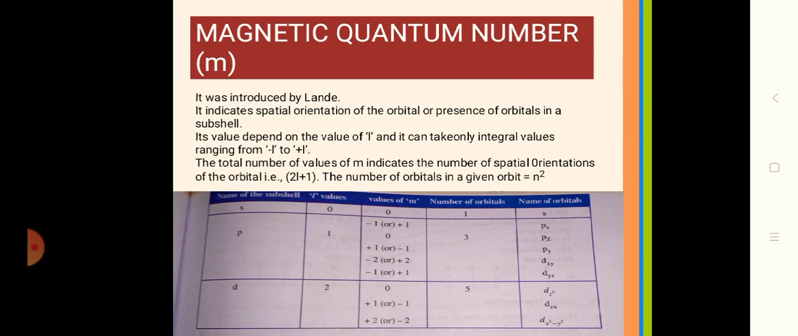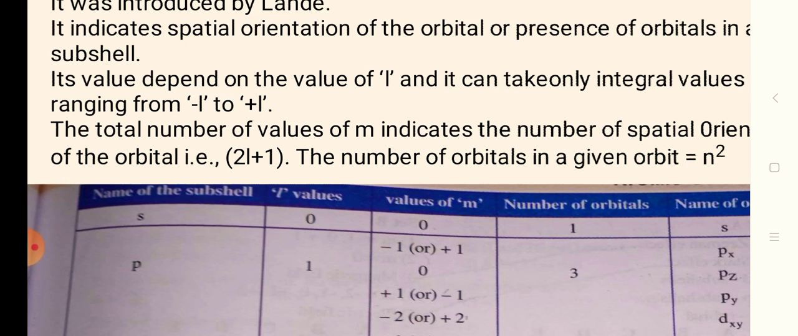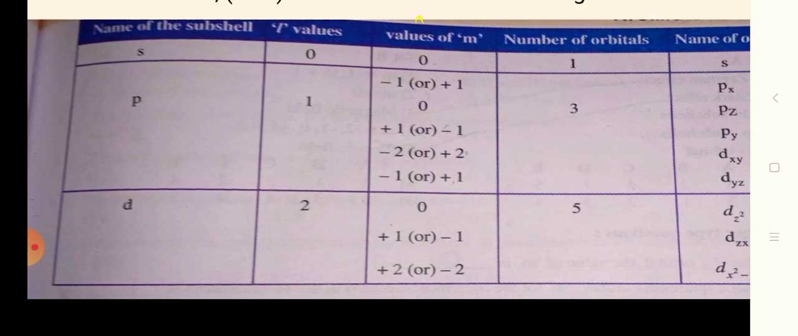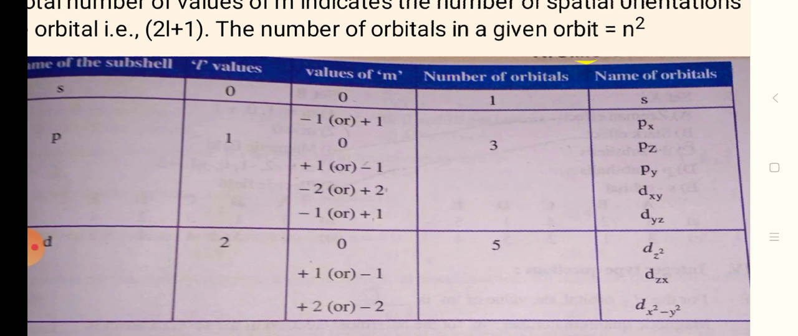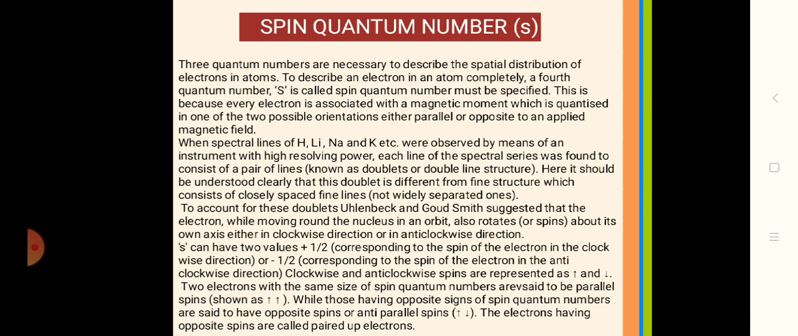You can see the blue color table down of the text which I written. Okay, let's see the table. We can learn name of the subshell and l values, m values, number of orbitals, and name of the orbitals by this table. Let's go to next one.